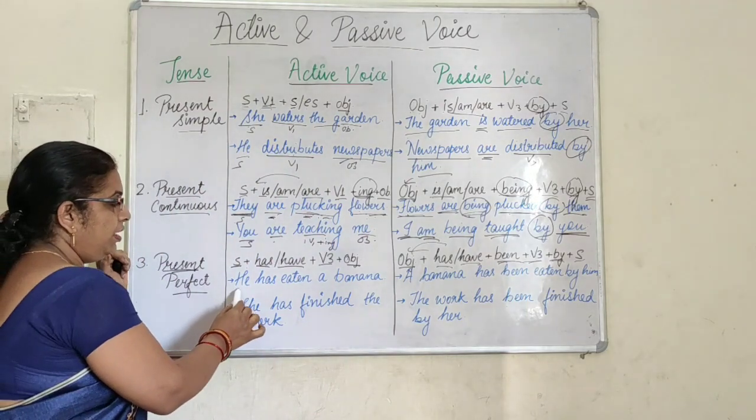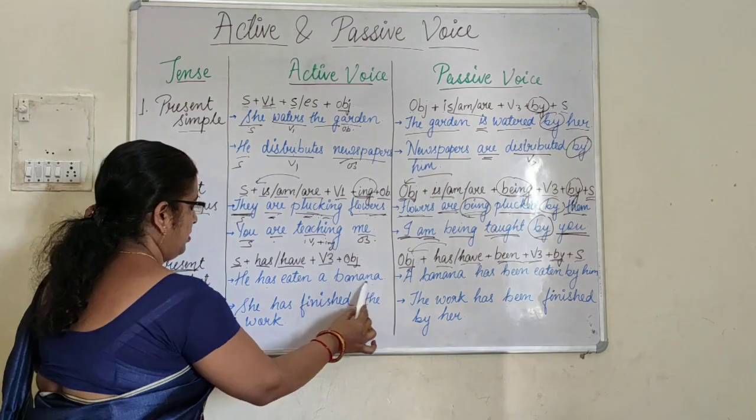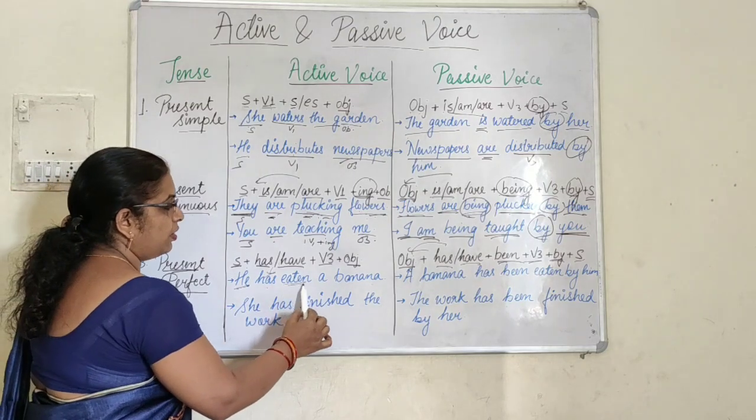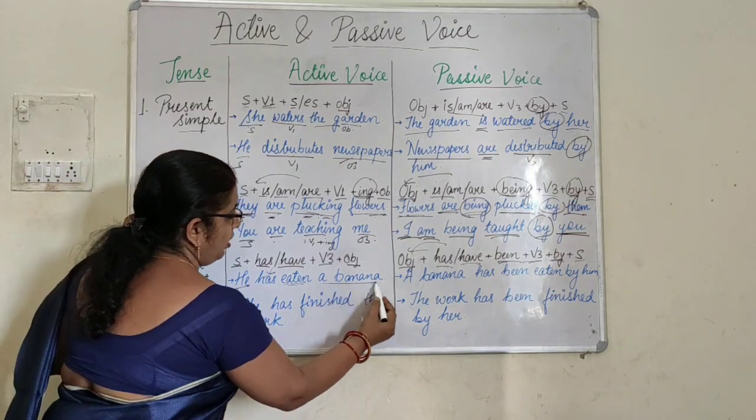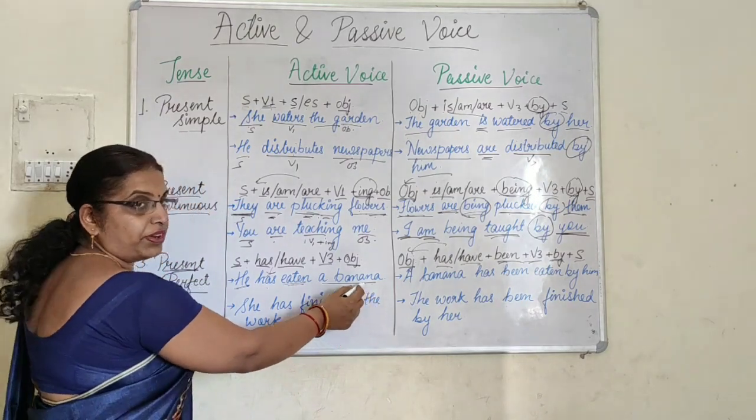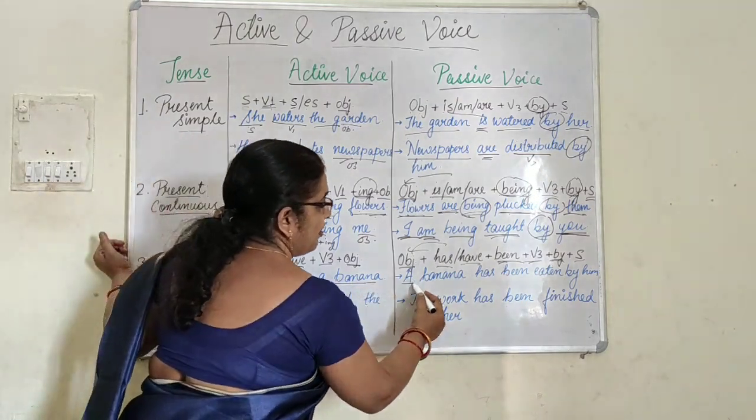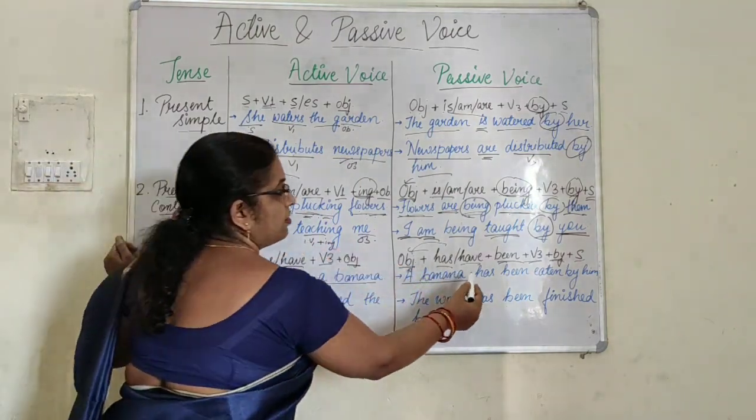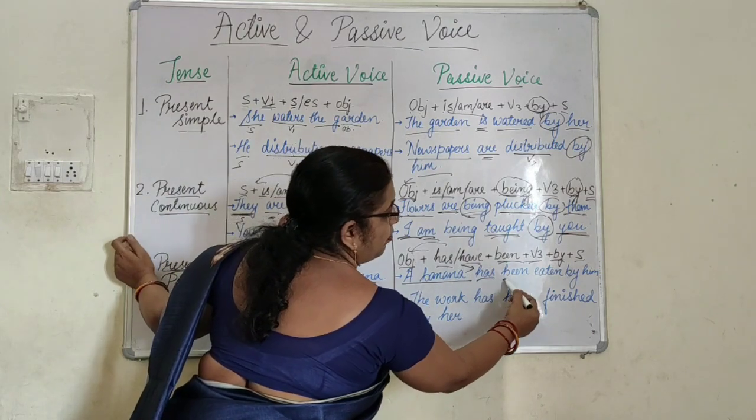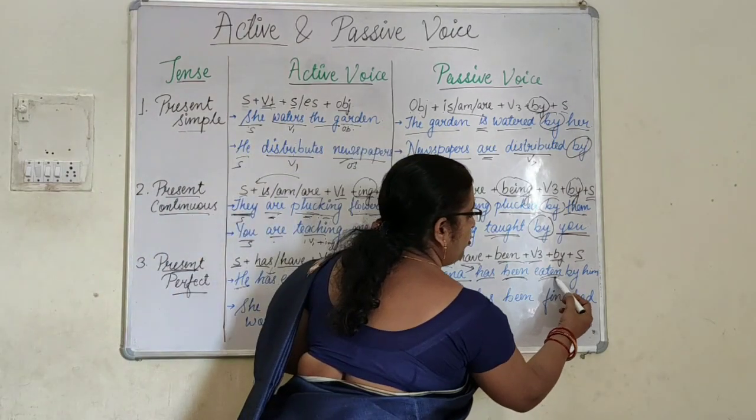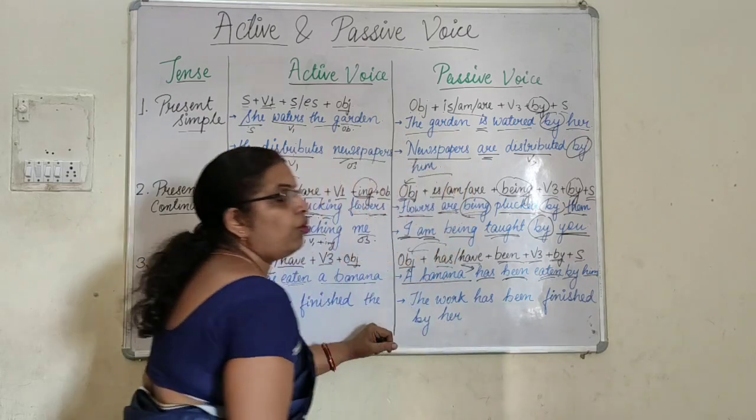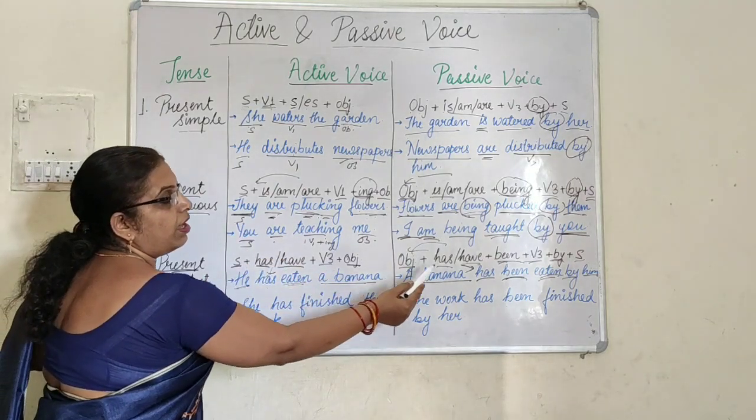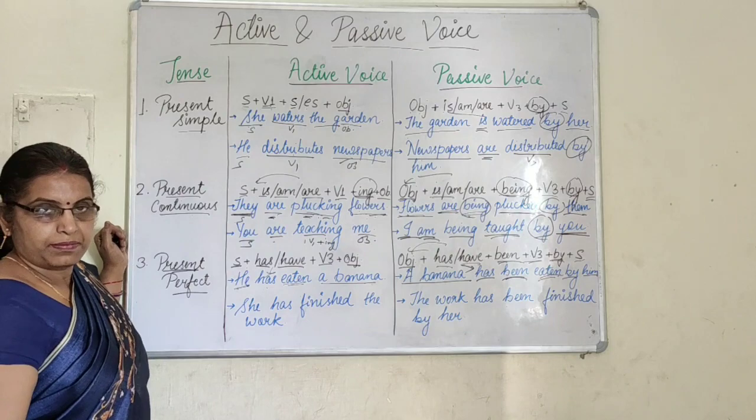See the first example. He has eaten a banana. He is the subject, has is already given, eaten is the verb third form, and a banana is the object. In the passive voice, a banana comes in front: a banana has. With that, "been" is used, the verb third form is used, "by" is used, and "he" changes to "him". The sentence becomes: a banana has been eaten by him.